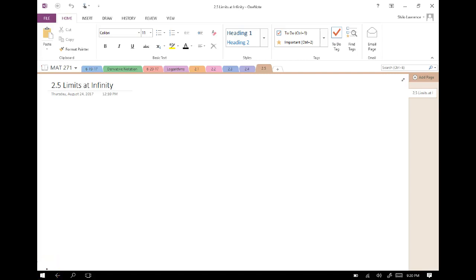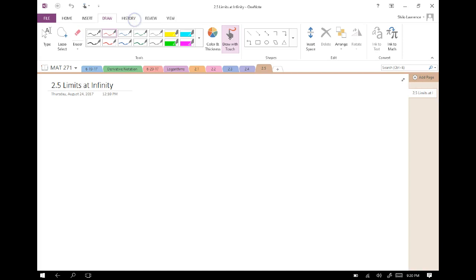Section 2.5 is limits at infinity, which sounds really similar to what we did in Section 2.4, but it's actually very different. In Section 2.5, we're going to be looking at problems that ask us to solve things like the limit as x approaches infinity for some function. So we haven't seen anything like this. So as x approaches infinity, or as x approaches negative infinity.